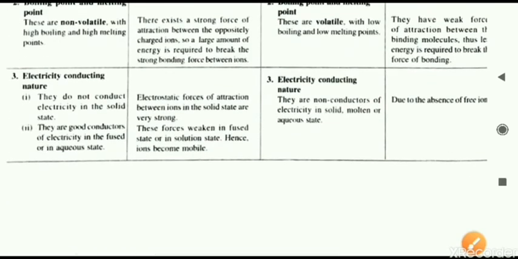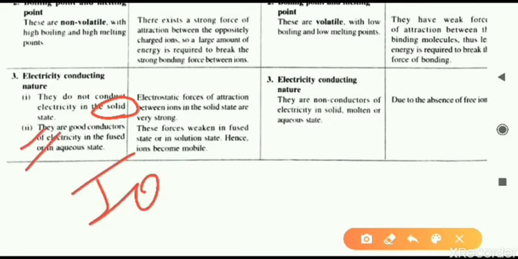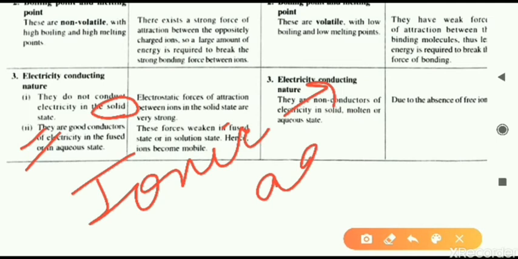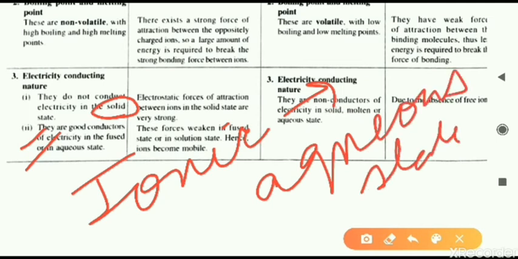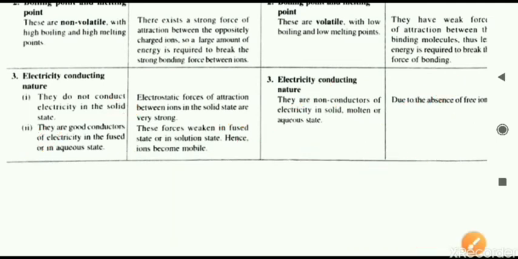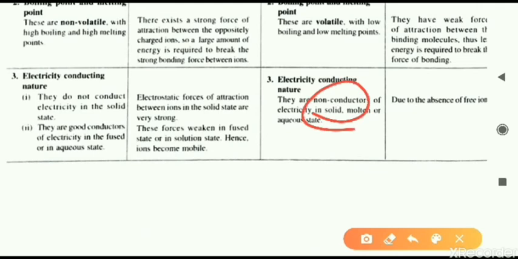Next one, now electrical conductivity. Can they conduct electricity? So let us see here. In the case of the ionic compound, if the ionic compound is in the solid state, then it will not conduct electricity. But if any ionic compound is dissolved in water, or if it is present in aqueous state, then it will conduct electricity. So ionic compounds conduct electricity when they are in aqueous state. In the solid state, they will not conduct electricity. On the other side, covalent compounds are non-conductors of electricity. In any state, solid, liquid or gaseous, they will not conduct electricity.